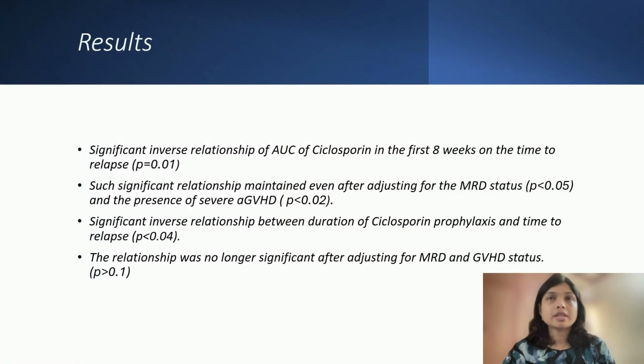The Cox proportional hazards model using 95% confidence interval showed a significant inverse relationship of the area under the curve of cyclosporin, that is the exposure of cyclosporin in the first 8 weeks, on the time to relapse with a p-value of 0.01, and such a significant relationship maintained even after adjusting for MRD status and the presence of severe acute GVHD. There was a significant inverse relationship between the duration of cyclosporin prophylaxis and the time to relapse, with the p-value being 0.04. However, the relationship was no longer significant after adjusting for the MRD and the GVHD status.